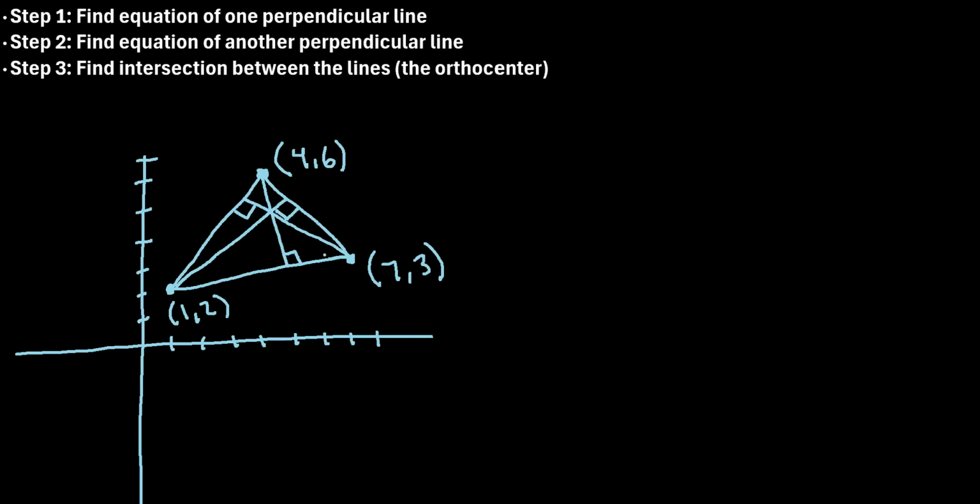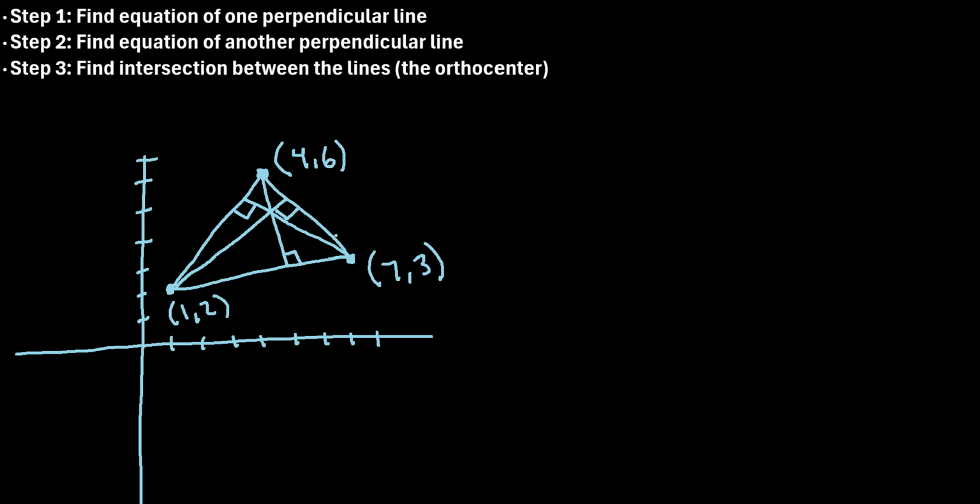And just as a quick note, the altitude doesn't necessarily bisect the opposing side. It just forms a 90-degree angle with the opposing side. So to actually find the orthocenter of a triangle, we can use this three-step process right here, where we find the equation of one perpendicular line, or one altitude, then we find the equation of another perpendicular line, or another altitude, and then we just find the intersection between those two lines. So let's see how we could actually do that for this particular example.